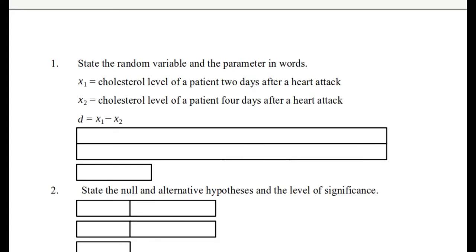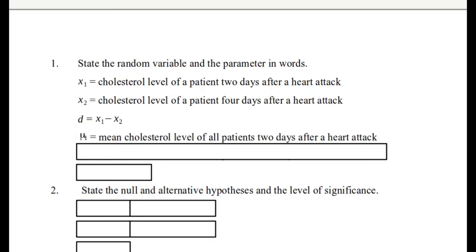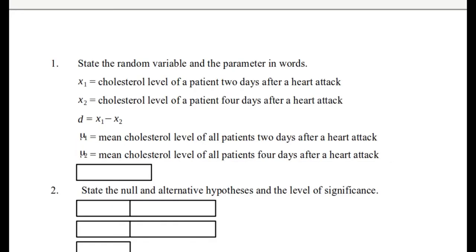The parameters are the population means. So mu sub 1 is the mean cholesterol level of all patients 2 days after a heart attack. And no great surprise, mu sub 2 is the mean cholesterol level of all patients 4 days after a heart attack. And this is perhaps more important. Mu sub D is the difference of those population means, mu sub 1 minus mu sub 2.